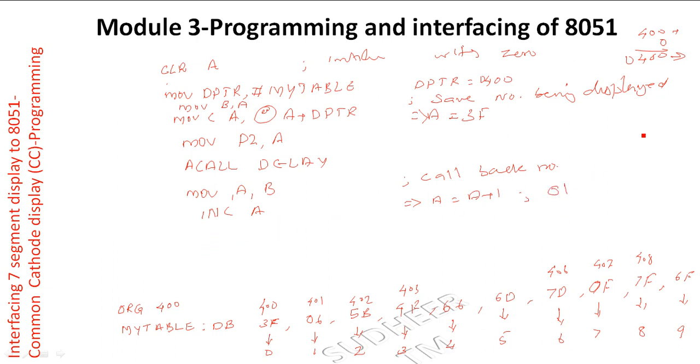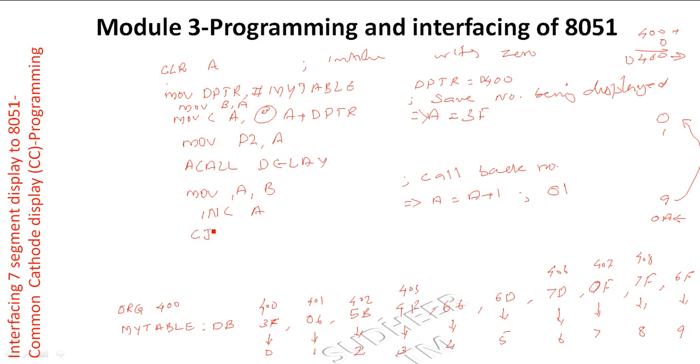So what our display is doing is 0, then 1, then and so on, going up to 9. After 9, it should go back to 0. So if we increase from 9, our accumulator content will increase to 0A. So once the content of the accumulator is 0A, what should the system do? The system should go back and repeat from 0. So INC A, then CJNE compare.